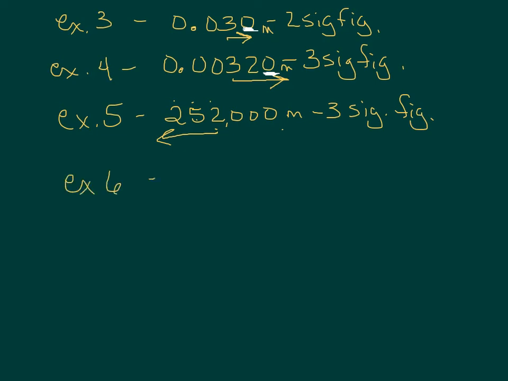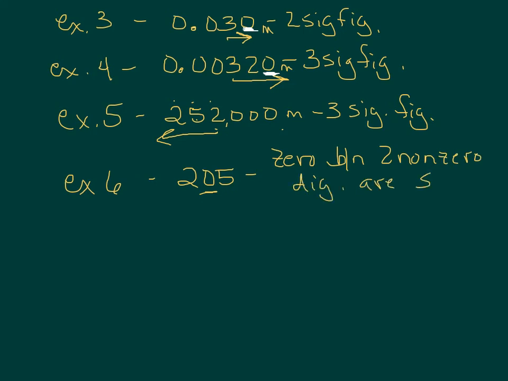Alright, let's take a look at a number like this one. 205. There is a 0 stuck in the middle, and there is no decimal at the end. But because that 0 is in the middle of two non-zero digits, it is always significant. So zeros between two non-zero digits are significant, always. So this has 3 significant figures.